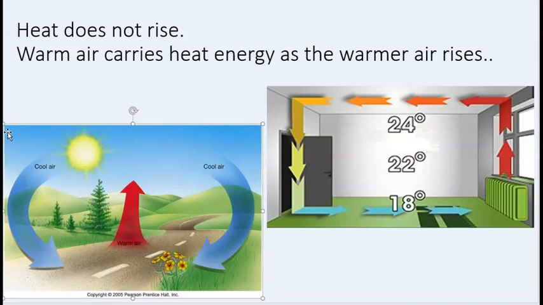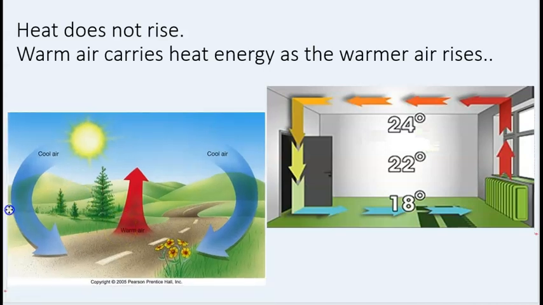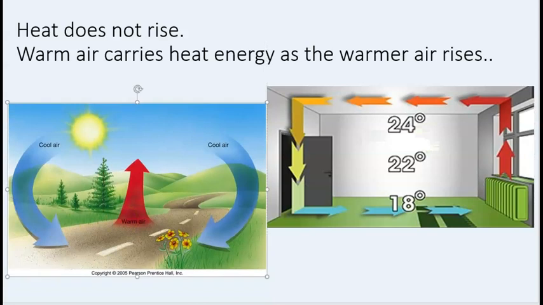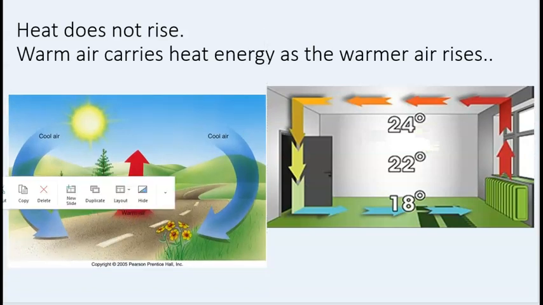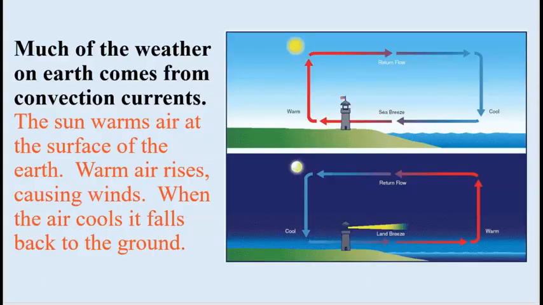So we often talk about heat rising. Heat itself isn't rising, but the air that is carrying that heat will rise. So it's the warm air that is rising, and it's taking the heat up with it. That is why if you have a 2-story house, I bet the second floor is usually a little bit hotter during the summer.